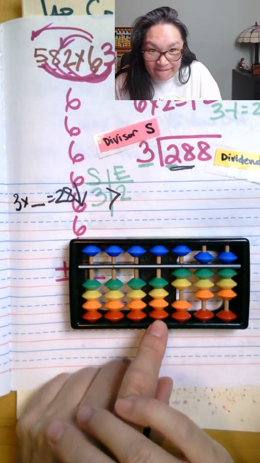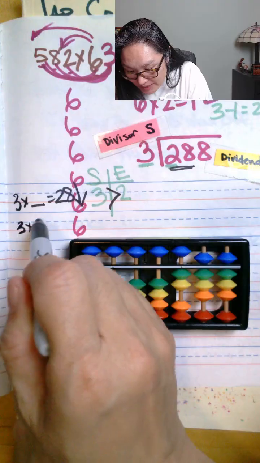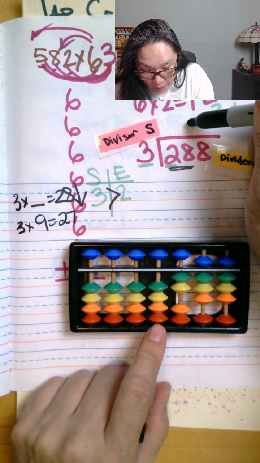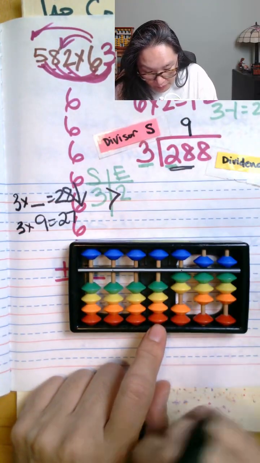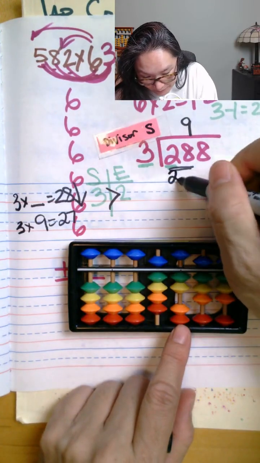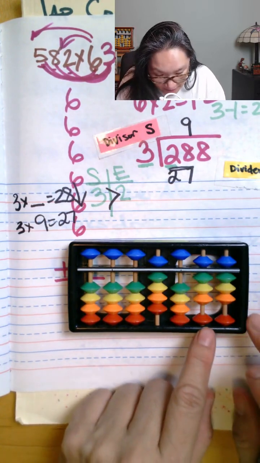There we go. So we want to be as close as this as possible. So 3 times 9 is equal to 27. So I'm going to put the 9 here. I'm going to put my 9 here. And I take away 20. I take away 20. And I take away 7.